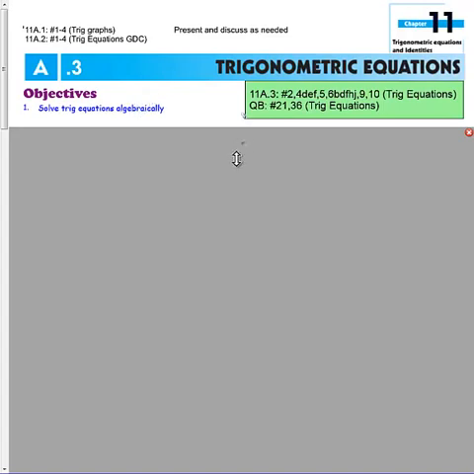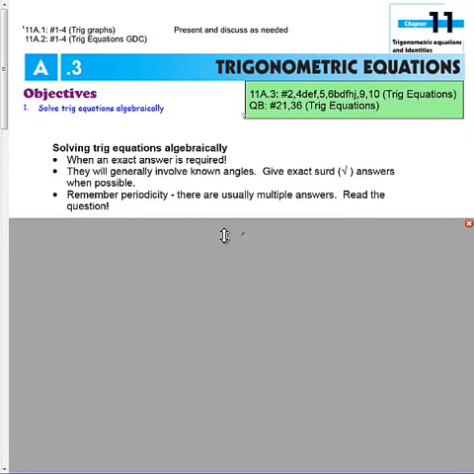There are several situations where we're going to need to do this. Whenever an exact answer is required, you're going to have to do it algebraically, because on a calculator you're not going to get irrational values displayed properly, and most of the time the answers will involve roots, square roots, or pi, so a calculator will not give you an exact answer, so you'll have to do it manually.